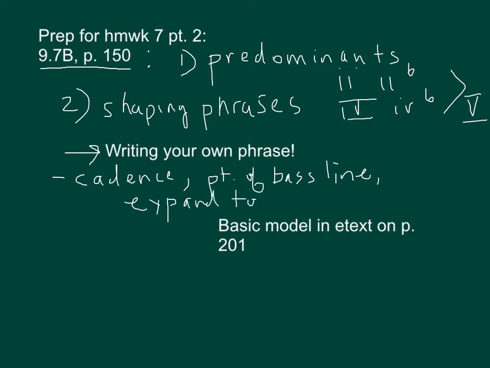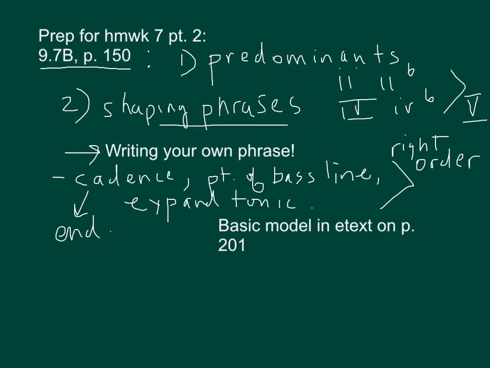Now, one of the little twists of this exercise is that it doesn't tell you those things necessarily in the order in which they would occur. So you'll want to look at those instructions and put things in the right order. Obviously, you don't start with a cadence. A cadence is something that happens at the end. And so what order does a phrase take? How is it that you shape a phrase properly?